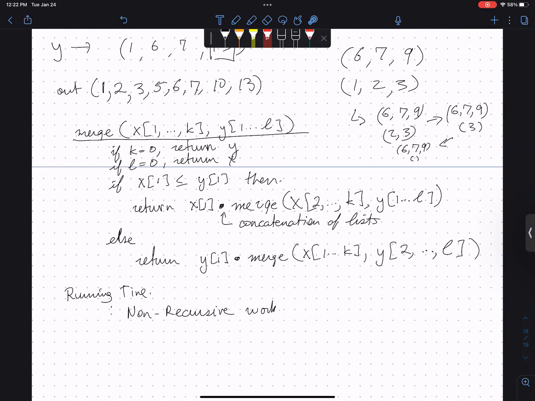Because if you implement this correctly, you just pass along your input. You don't have to actually copy it. You pass along X, like a pointer to X or something. And this is a constant comparison. And this concatenation is also constant time because you're doing it with just one element. So non-recursive work is theta 1, is constant time.